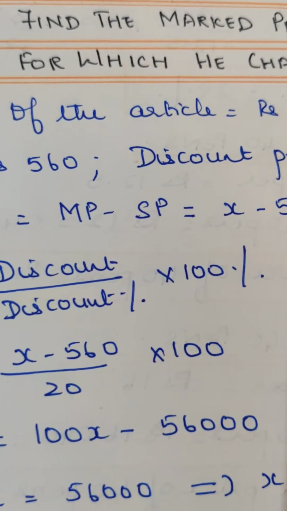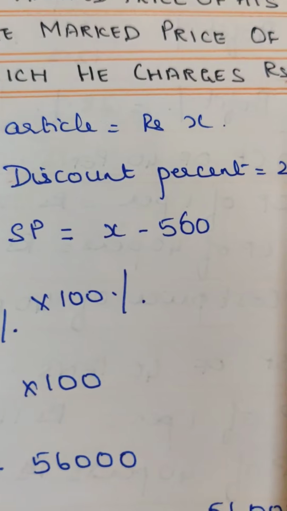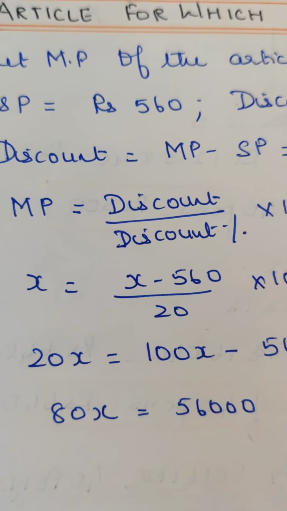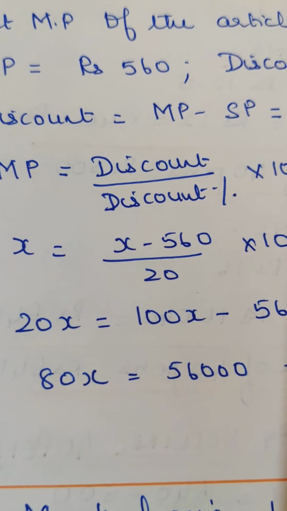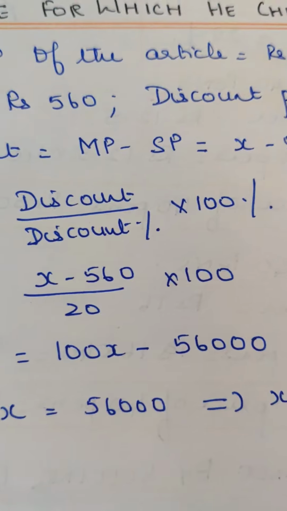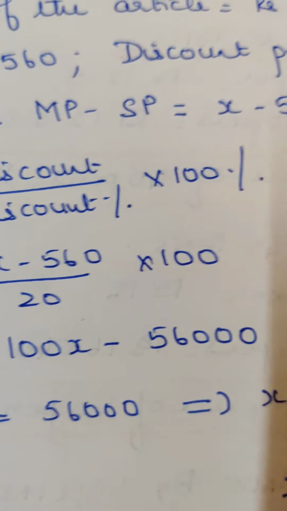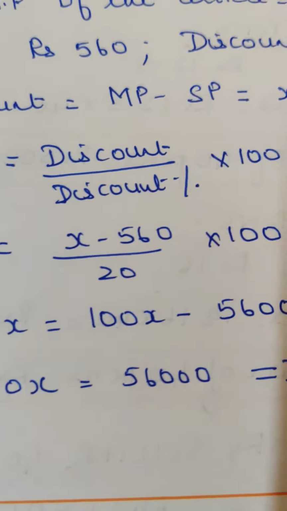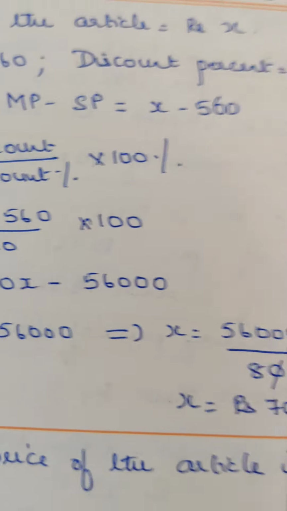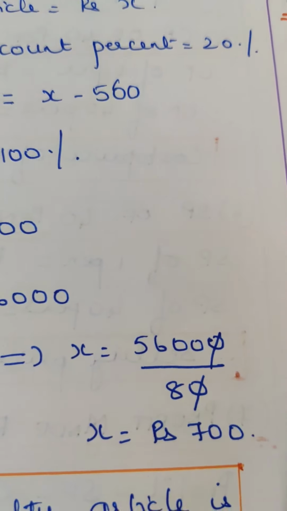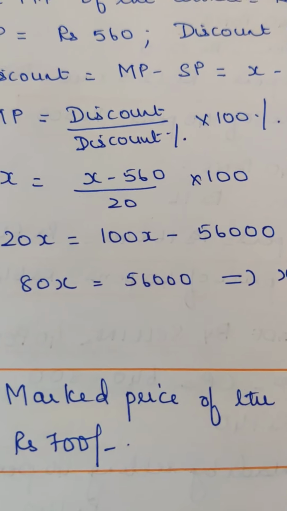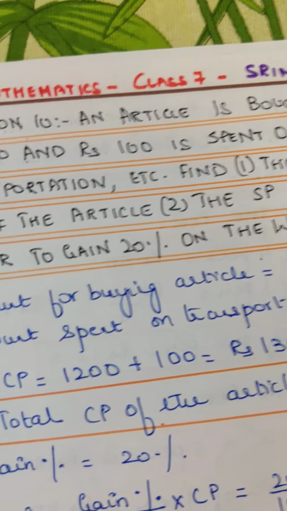Therefore, discount is equal to mark price minus selling price, that is equal to X minus 560. Therefore, mark price is equal to discount by discount percent into 100%. That is X is equal to X minus 560 by 20 into 100. That is 20X is equal to 100X minus 56,000. Therefore, 80X is equal to 56,000. X is equal to 56,000 by 80. Therefore, X is equal to rupees 700. Therefore, mark price of the article is rupees 700. Hope this is clear. Let's move on to question number 10.